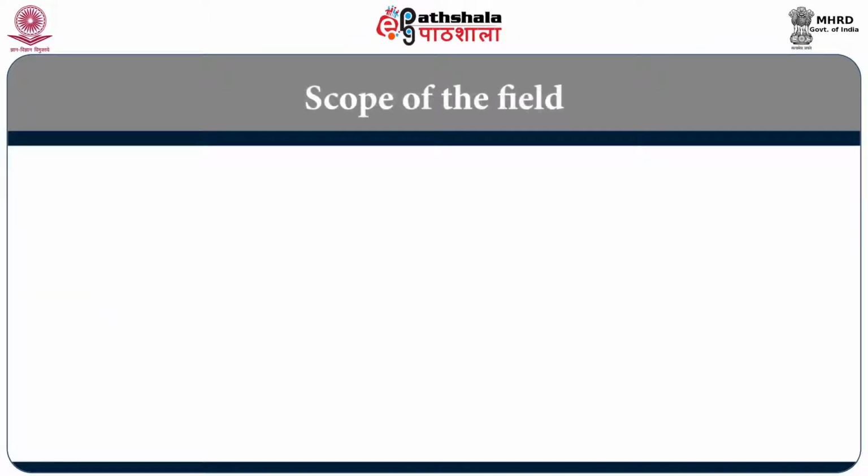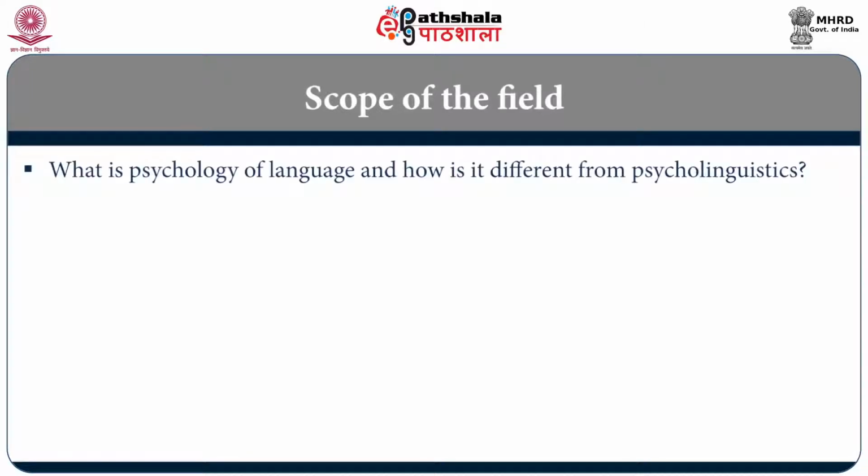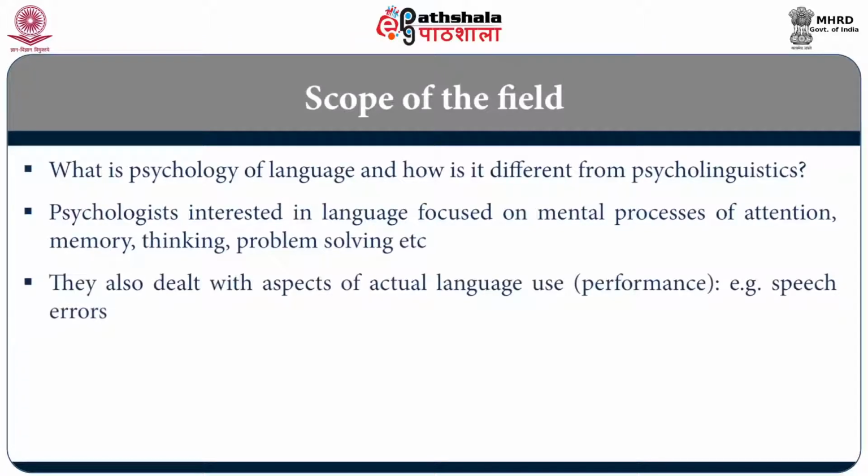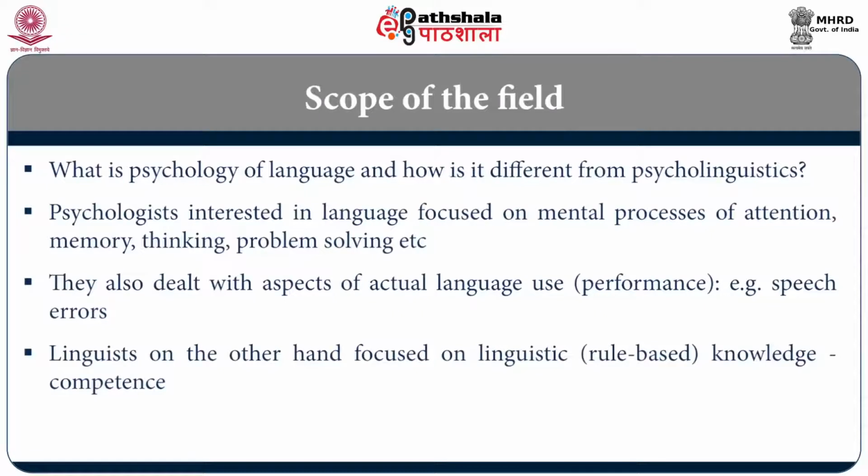So what is the scope of psycholinguistics, which is different from psychology of language, you might wonder. Psychology of language is focused on mental processes like attention, memory, thinking, problem solving, much more than language itself. Psychologists look at the actual performance of speakers, when they are producing sentences, listening, reading, or writing. So psychologists are more interested in performance. As opposed to this, linguists are more focused on rule-based knowledge, linguistic knowledge about one's language, which is what Chomsky called competence.